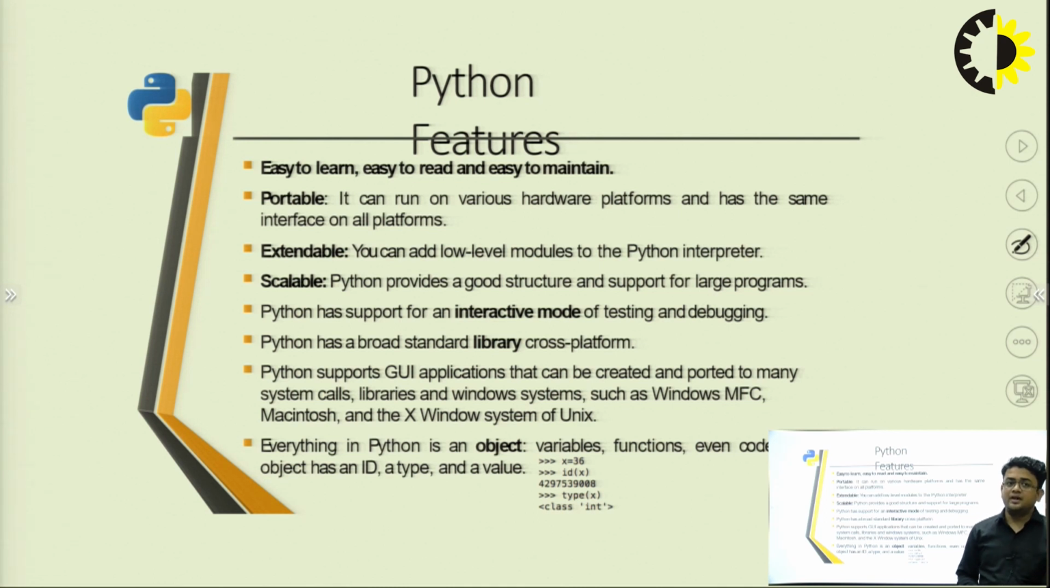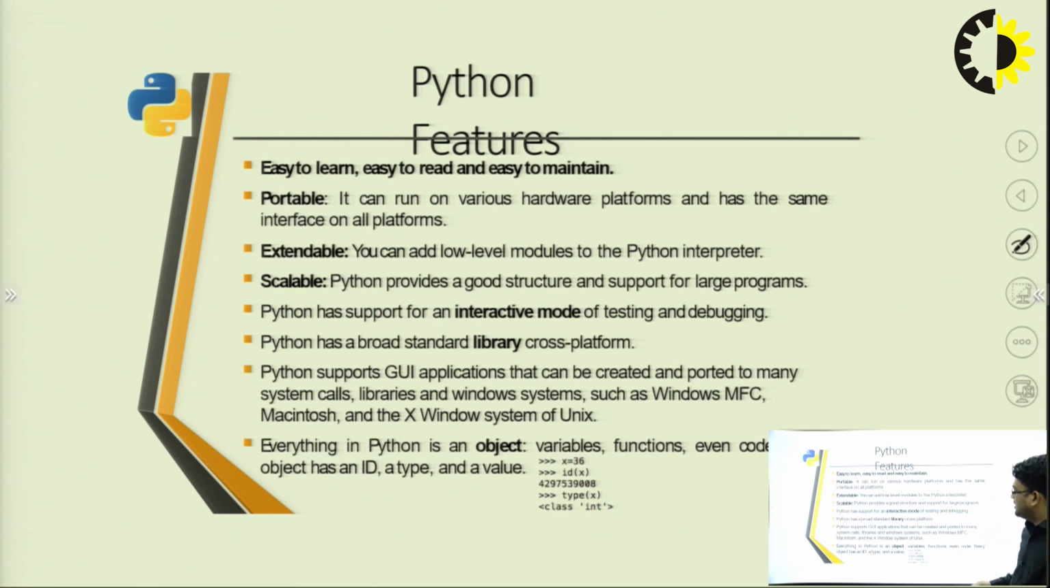Python supports GUI applications that can be created and ported to many system calls, libraries and Windows systems, such as Windows MFC, Macintosh, and the X Window system of Unix. Everything in Python is an object: variable, function, even code. Every object has an ID, a type, and a value.